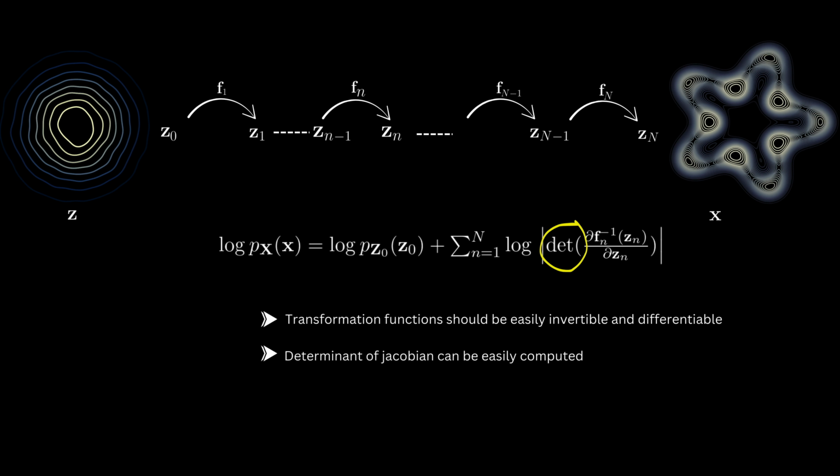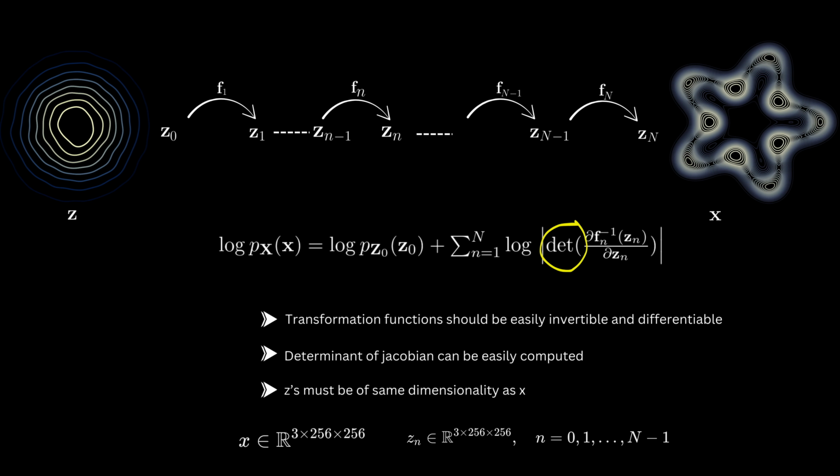There is actually an additional constraint. Our latent space and all the other variables involved in the chain must be of the same dimensionality as our data. For all the transformations, we want every input to map to a unique output, and every output value to also have an input mapping. If we are dealing with images of say shape 3 cross 256 cross 256, then all z's will have to be in this high dimensional space. This is different from VAE or GANs, where our latent space generally has lower dimensionality than data.